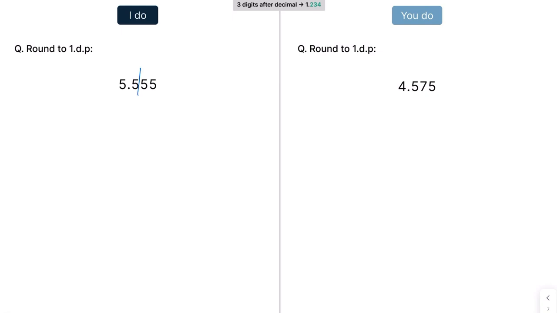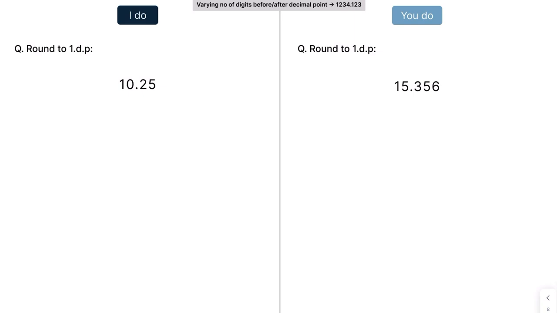Moving on. In this case, you have 5.555. The decider is a 5. So if I just highlight the decider, which is the number after the line, this becomes a 6. So that is 5.6 here. And in this case, the decider is 7. So that means you round the 5 up to a 6, and it becomes 4.6.